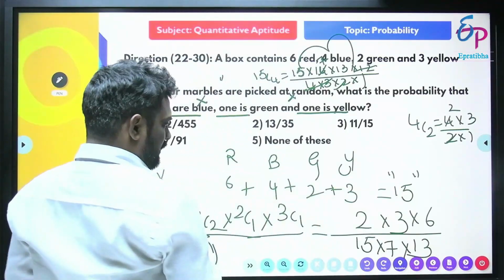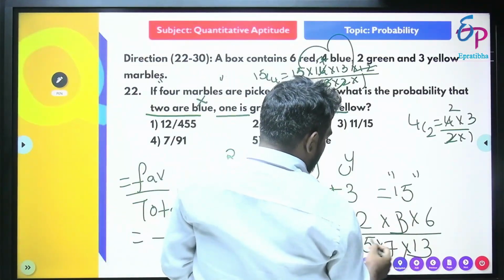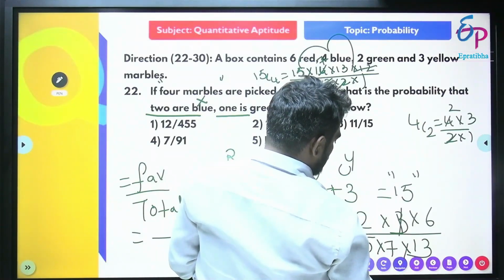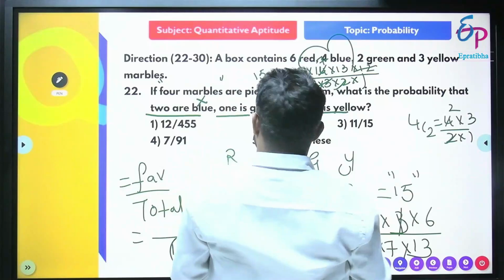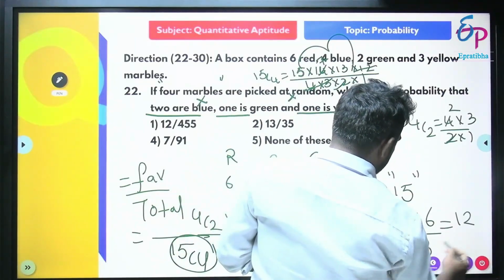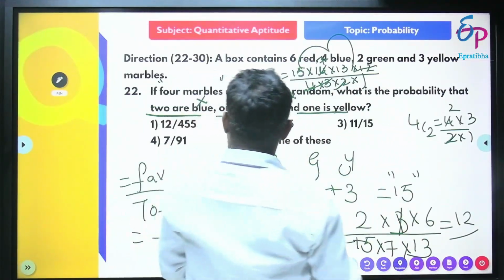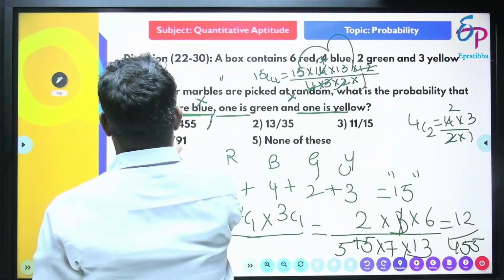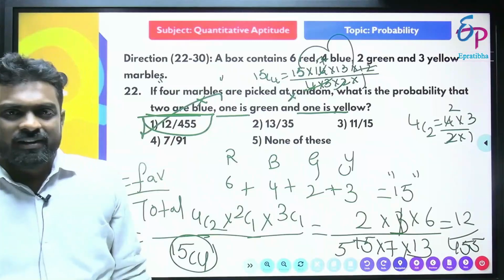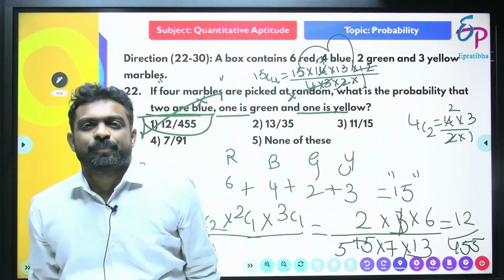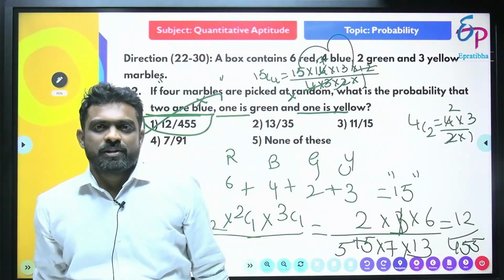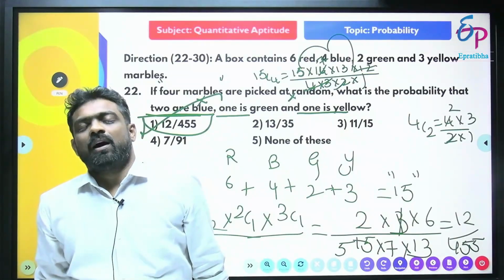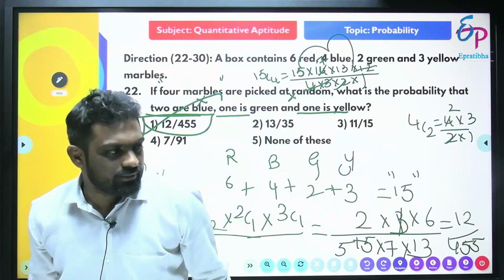So if we can cancel, 3 5s are 15. 6 2s are 12. Any more cancellation? So 12 by 13 sevens are 91, 5s are 455. 12 by 455, where exactly? 12 by 455 is in option number 1. Option number 1, we can conclude it as the absolute solution for the given question.